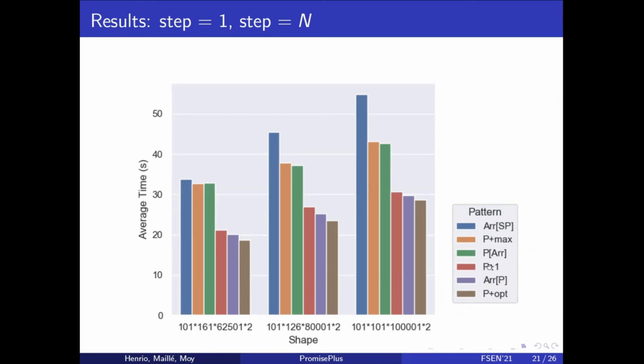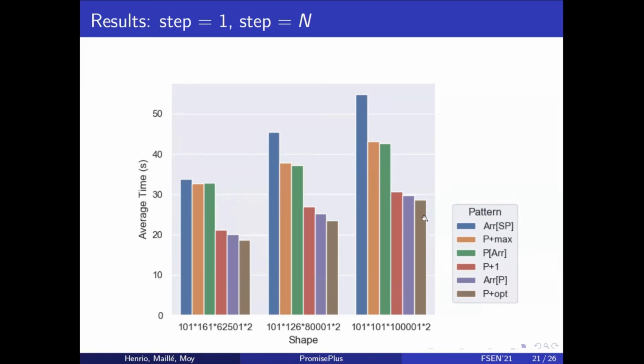And then we have P plus 1 in red and R<P>. P plus 1 is a Promise Plus with a step of 1. R<P> is an array of optimized promises. Again, both patterns are expected to perform relatively the same, and it is actually the case right here, there, and there, with, once again, a small overhead for Promise Plus because of the synchronization technicity.